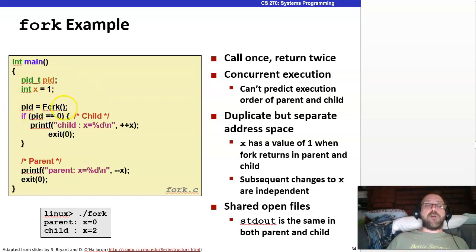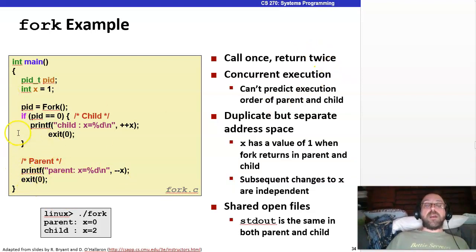We assign to that from fork. And then in this if, we check if it is equal to 0. If the process ID returned from fork is 0, that means we are the child. And we'll do this code, print something, and then exit. Otherwise, we are the parent, so we will not go into this if, we will come down here, we'll print a different thing, and exit.